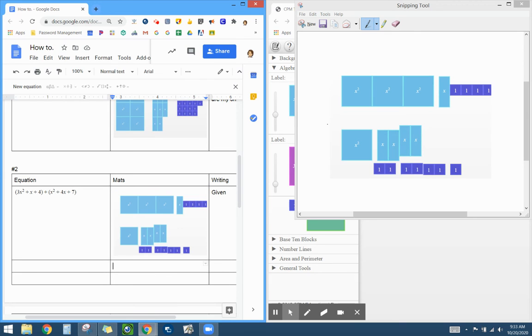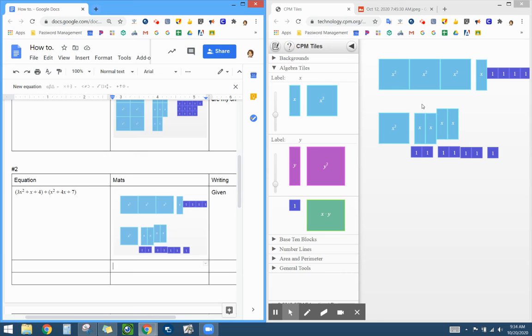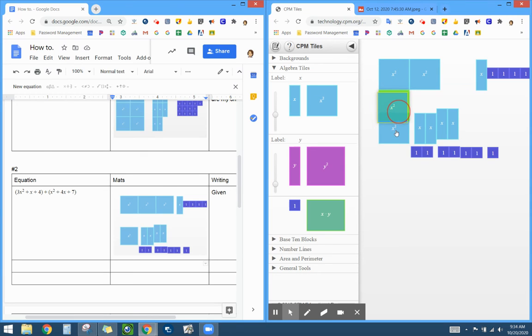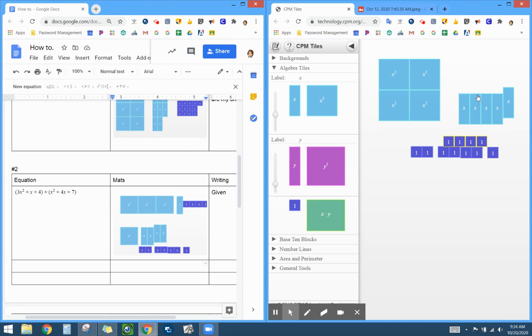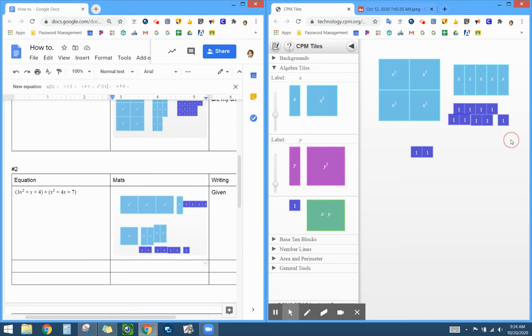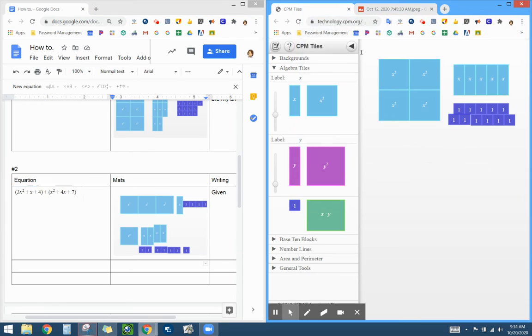Now, looking at the tiles, we can combine like tiles. For instance, we know we have 4 x squareds. Those can all go together. We have 5 x's. We'll put all of those together. And then we'll put our 1's together. This is combining like terms. One of the ways you can think about the word terms is if they are the same type of tile. 1's tiles go together, x's go together, and so on. So here's our final drawing.